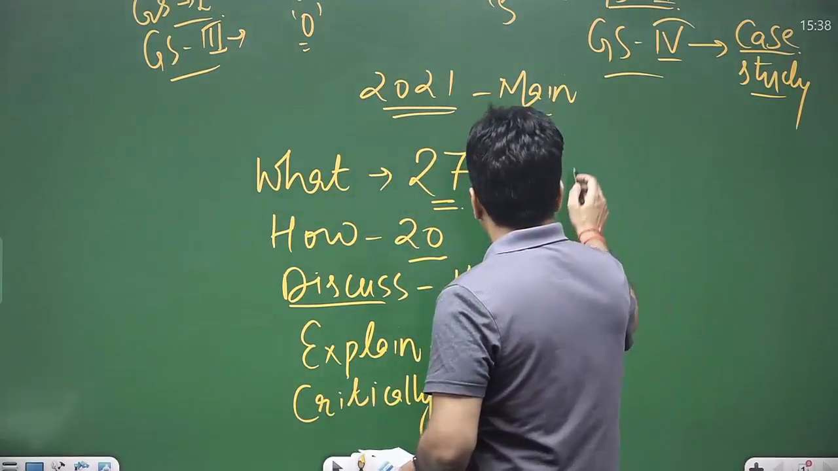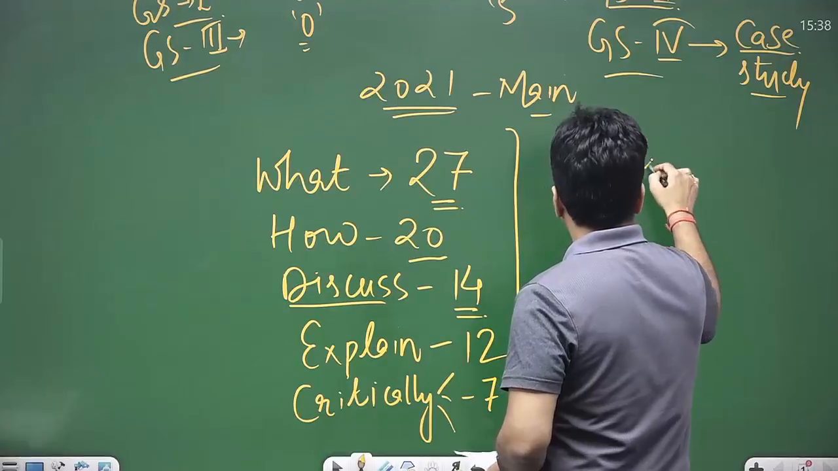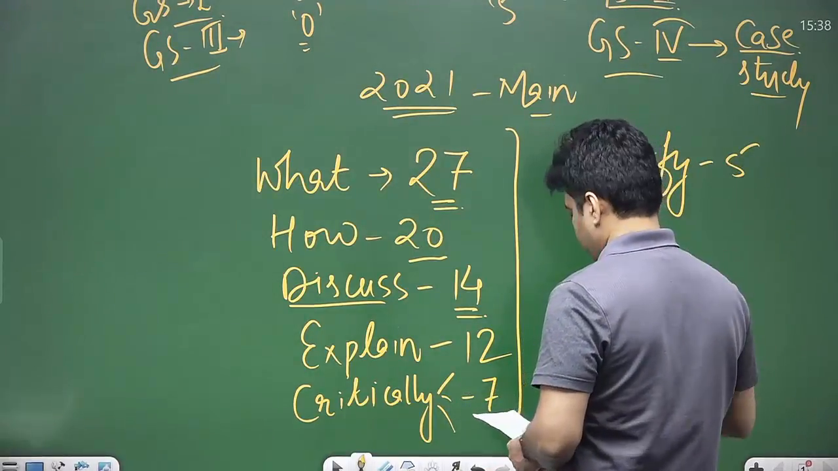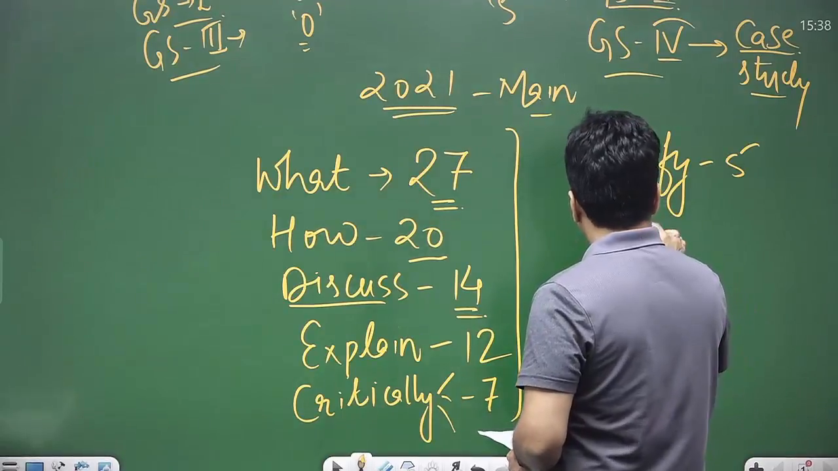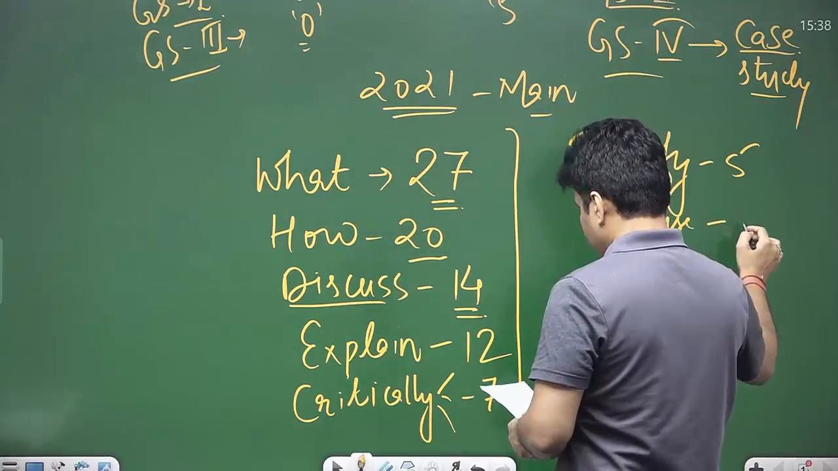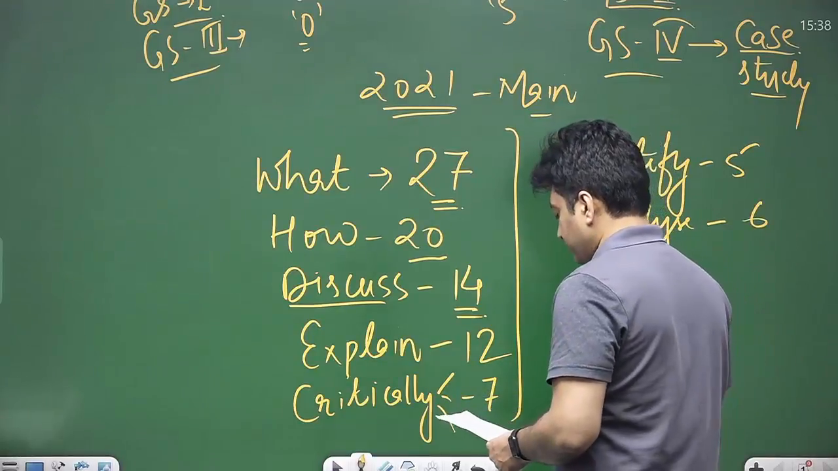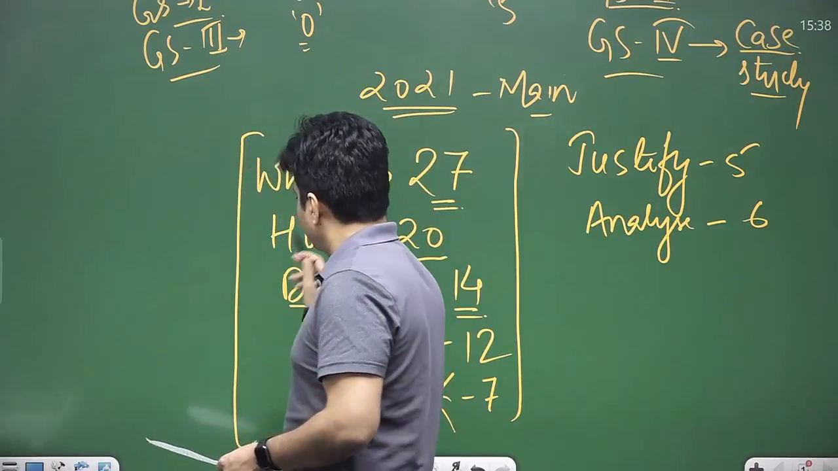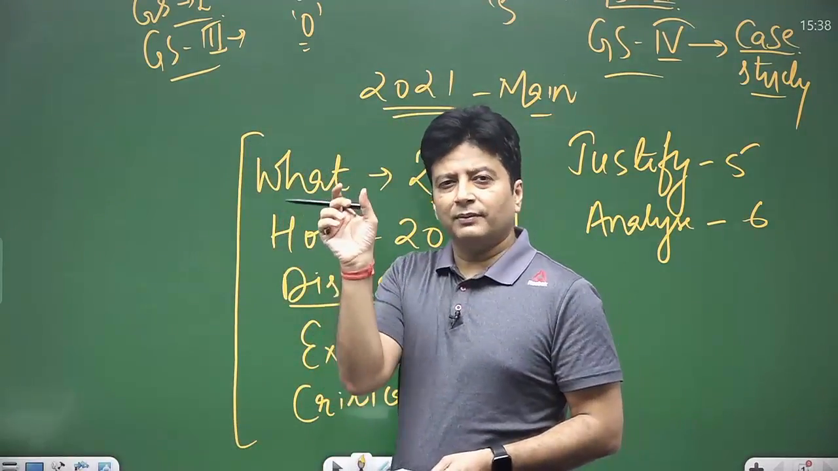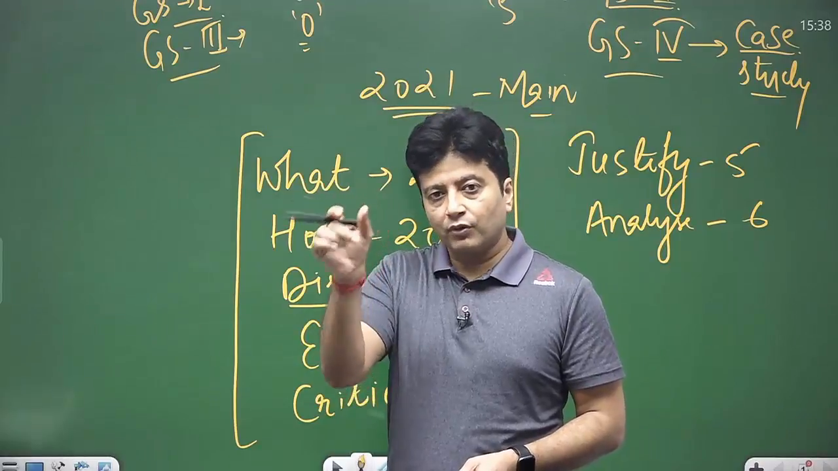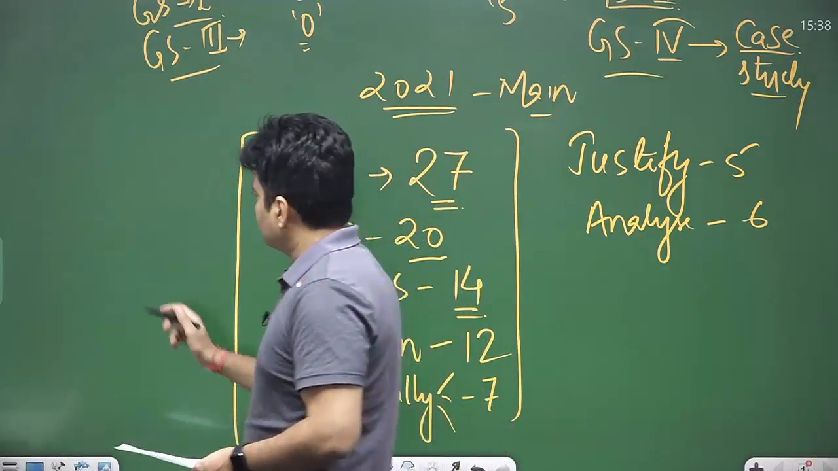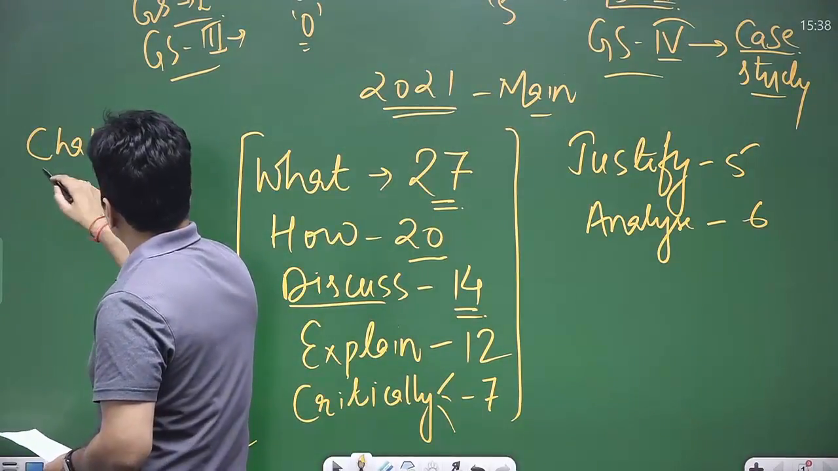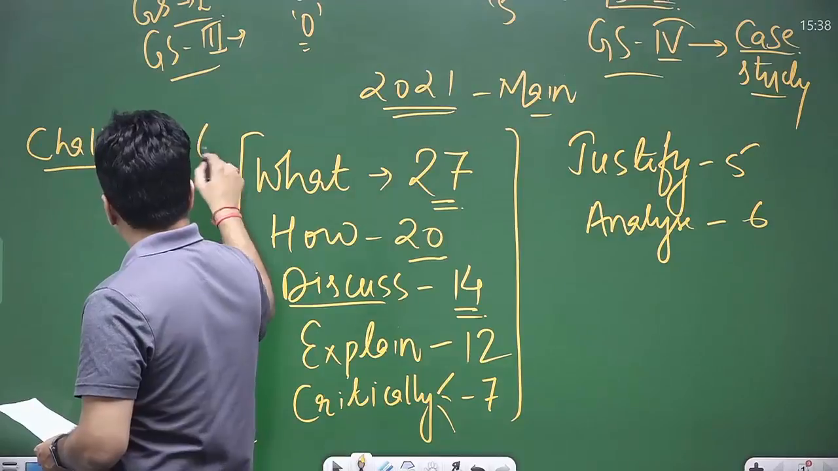And there was another word, justify. It was used 5 times. And the word analyze was used 6 times, right? And along with them, these are the prefixes, some of the particular words that have to be focused upon in the questions. These were challenges. So this was used 6 times.